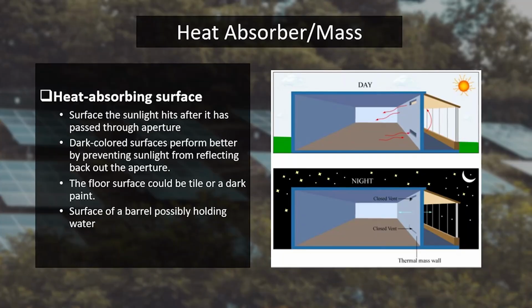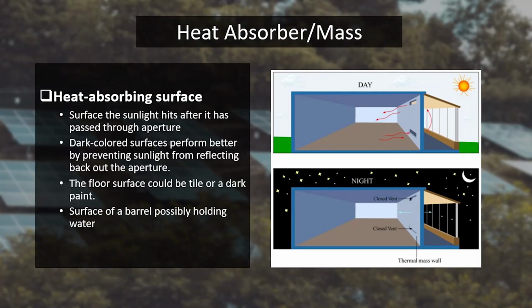When I talk about the heat absorber, it is the surface the sunlight hits after it has passed through the aperture. I have given one figure also. We can see in this figure the heat absorption surface. We have seen in this figure the bottom surface is heavily coated or painted with a dark color, which absorbs maximum gain from the sun. The floor surface could be tile or a dark painted surface of a barrel, possibly holding water.